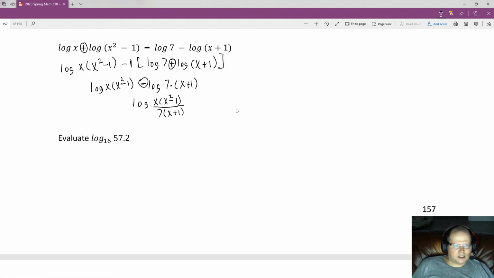Now at this point you might think you're done, but I can factor that x squared minus 1. And if I do factor that out, that'd give me x times x plus 1 times x minus 1 all over 7x plus 1. And then the x plus 1's cancel out, leaving you log x minus 1 over 7.